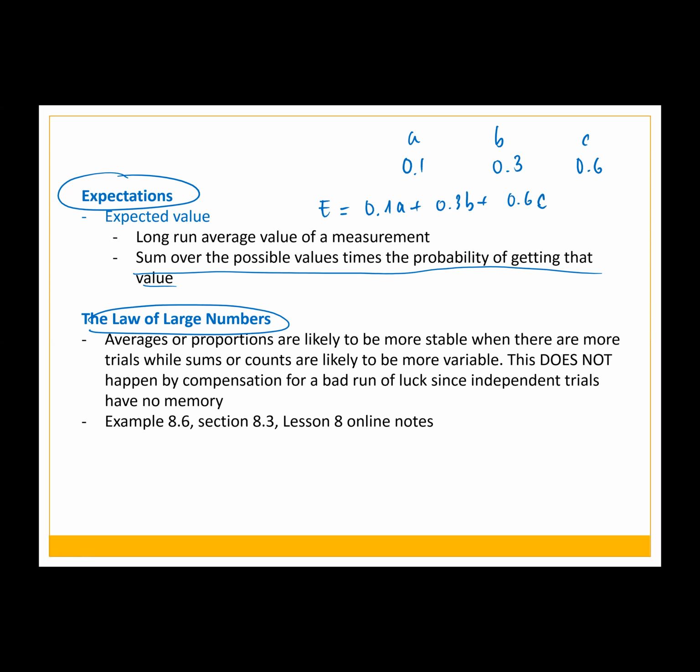We also have the law of large numbers. This law says that the average or proportions are likely to be more stable with more trials, while the sums or counts are likely to be more variable. This does not happen by compensation for a bad run of luck, because independent trials have no memory. To understand this better, I highly recommend looking at example 8.6 of section 8.3 in the online notes, because it explains very clearly what is meant by this entire paragraph on the law of large numbers.